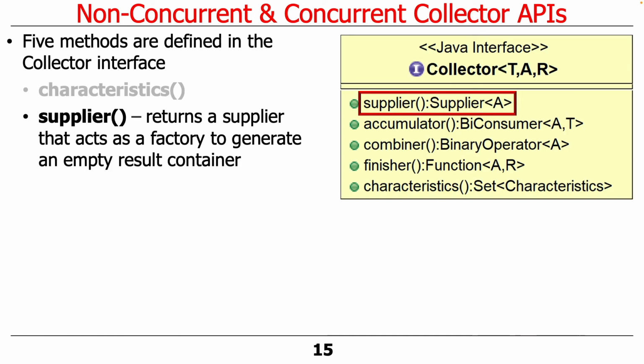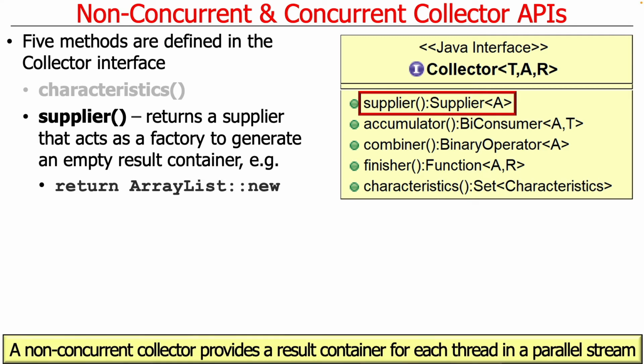Okay, so let's talk about the other methods that are here. The first one is the supplier. This is a factory method that will create the type of mutable result container you want used by the collector. And a very, very common thing to use is ArrayList::new, which is a constructor reference that when called will return a new ArrayList. And so that's a very common thing to do.